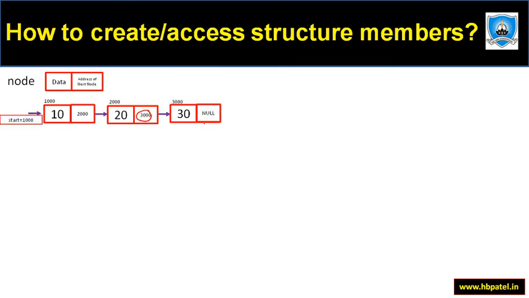So now let us try to create this. The very first node will have a separate pointer, like you can have start or you can have begin, you can give any name. So from there we will start navigating the entire linked list. So how do we declare it in our structure?